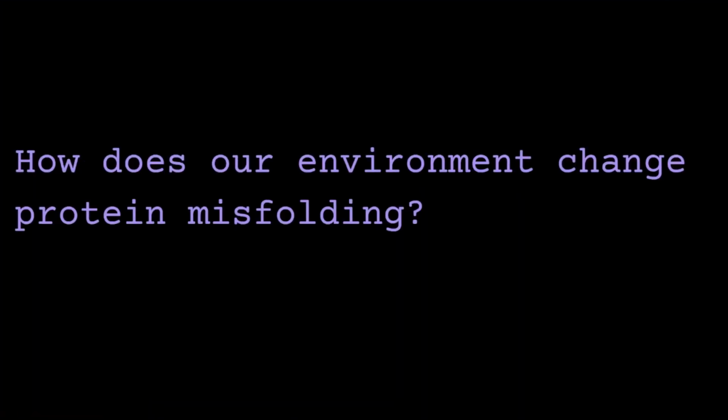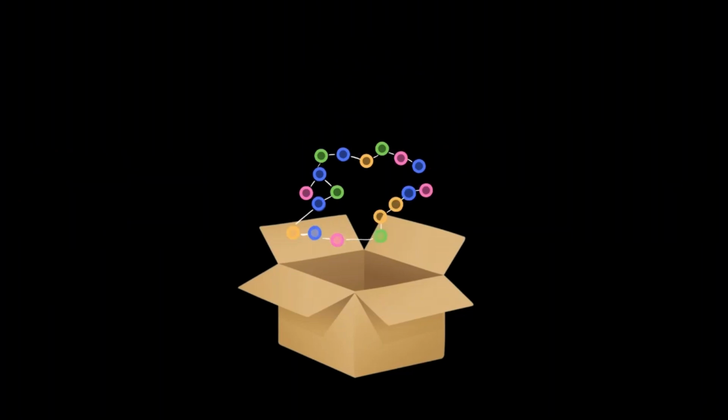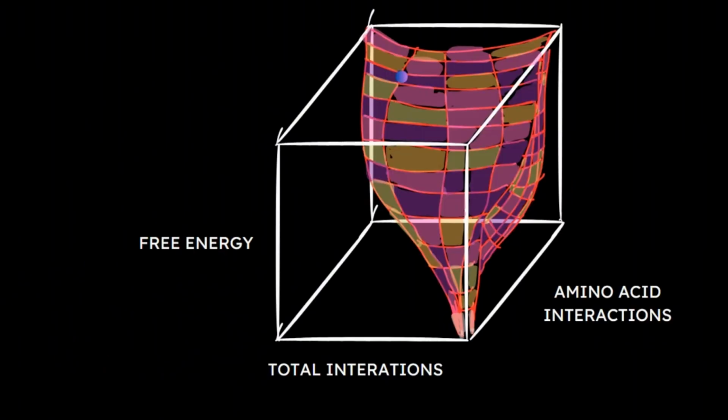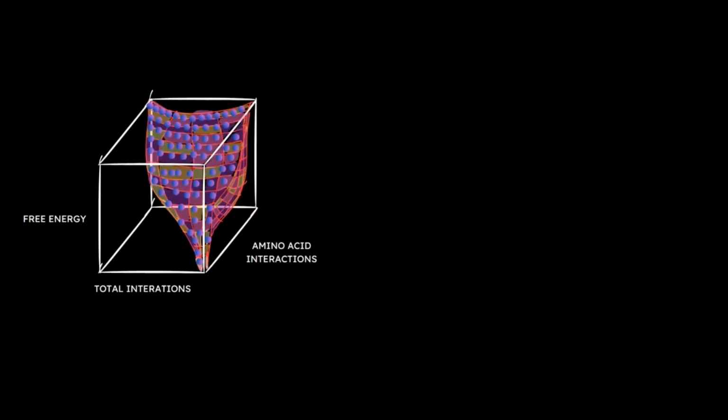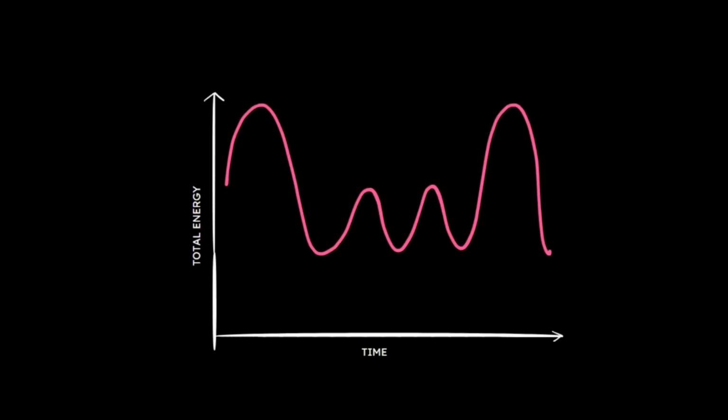Using quantum Markov chains, we can see how different environments might cause protein misfolding. Imagine our protein is in a box where we can't know its structure at all. Since anything is possible, we have to think of the protein as being in all structures at once. We can show this on a 2D graph made from our initial 3D one. Another graph shows the energy changes over time, which we'll just call the environment.